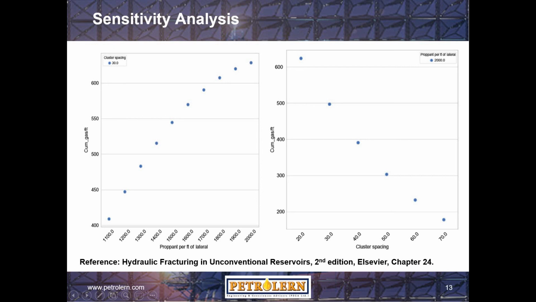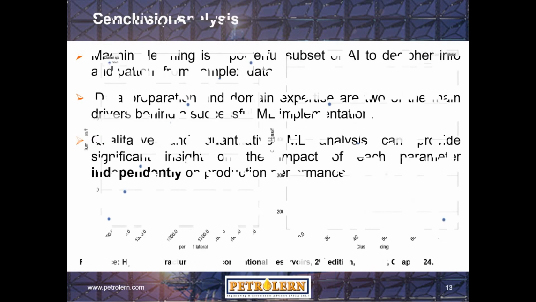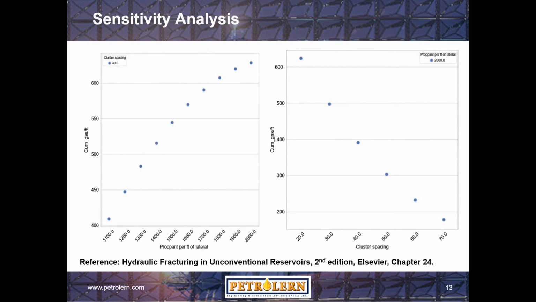But just remember that once you have your own data set and you understand the qualitative and quantitative impact of each parameter on production performance, that's when the value of machine learning comes in. That's when the value of sensitivity analysis comes in. So in this case, I'm just showing you a couple of examples of the sensitivity analysis that we did to understand the qualitative and quantitative impact.